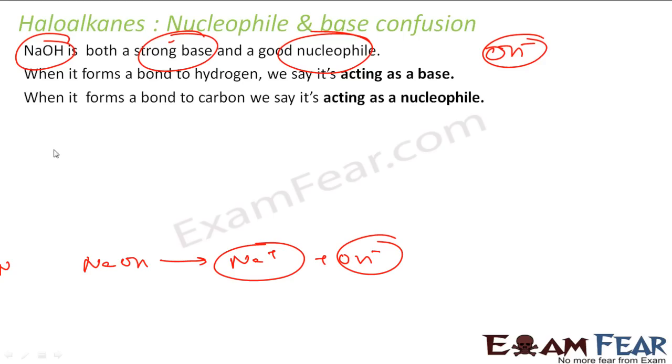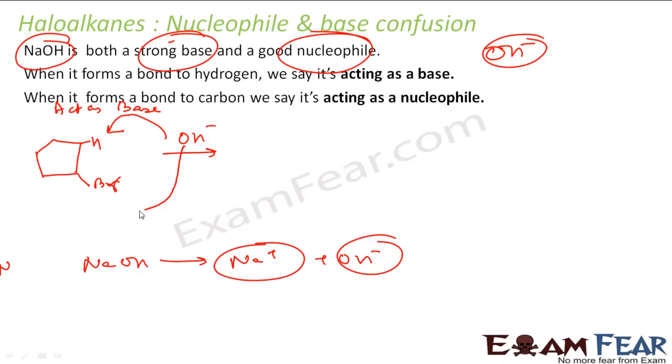So let's say I have this compound here. This is my compound. This is a hydrogen here. Now if I put OH⁻ here, there is NaOH. Now this OH⁻ can attack this hydrogen. If it attacks this hydrogen, it is acting as a base. And if this OH⁻ attacks this carbon, which has this Br, this carbon it attacks, right? This is acting as a nucleophile.